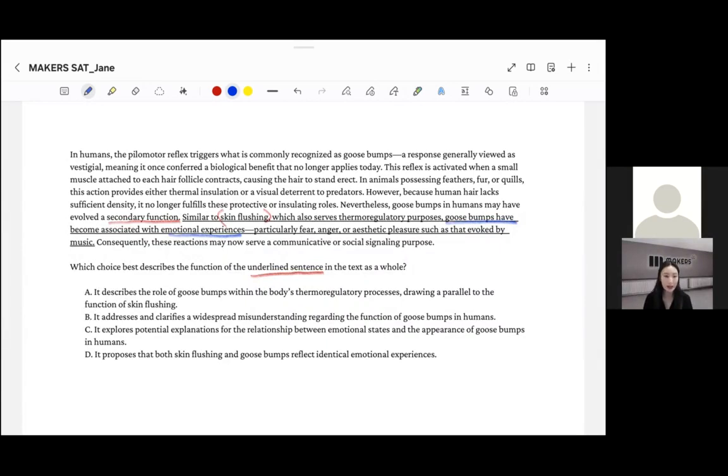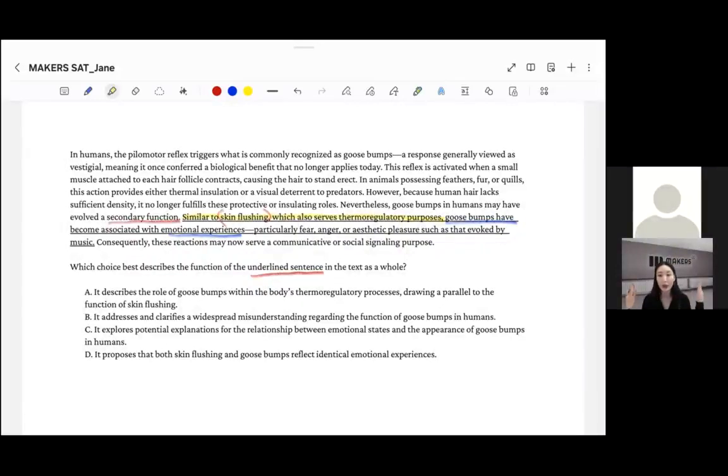So let's take a look at answer choices. A, it describes the role of goosebumps within the body's thermoregulatory processes, drawing a parallel to the function of skin flushing. So this is talking about the thermoregulation comparison with skin flushing, which is definitely something that is mentioned here, especially in this part. But the underlined sentence is not mainly about temperature control. It uses skin flushing only as a comparison.